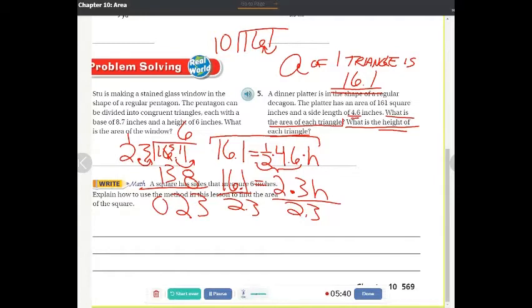What do you notice? Got a 23 and a 23. That means there's one more 23 in there, which means instead of 6, this should be 7. So our final answer here, the first answer was 16 and 1/10 square inches. And the second answer is height equals 7.